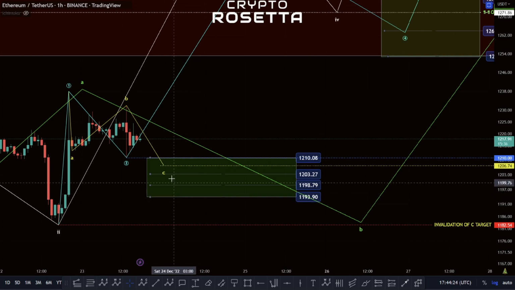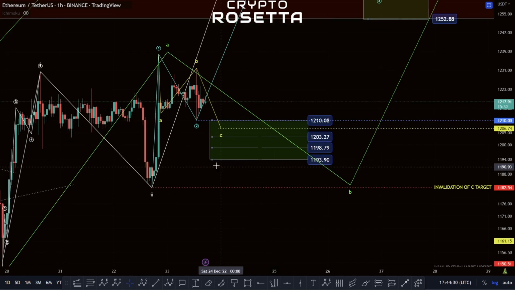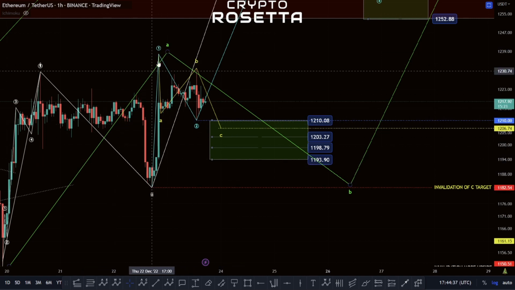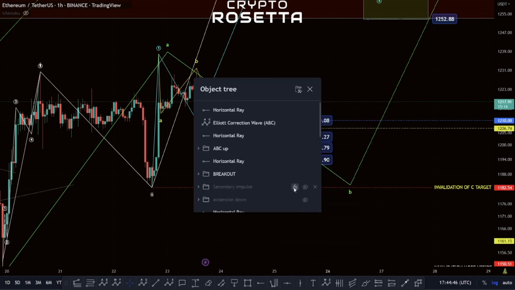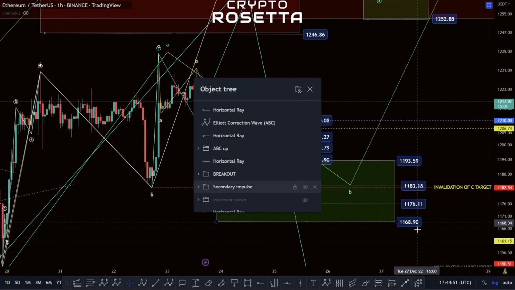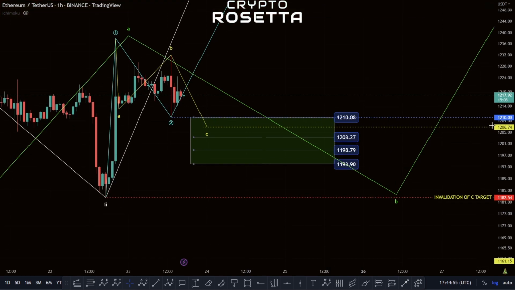The thing is, if we start to break below this, it becomes more likely that we're actually going to take this low here. And if we do break below this zone, I'd be more inclined to think that we are looking for this other B wave that we had marked in green earlier for that deeper retracement, which would be looking to target, if I just turn the right one on again here, this 1193 to this 1168 zone. Okay, let's turn that back off.